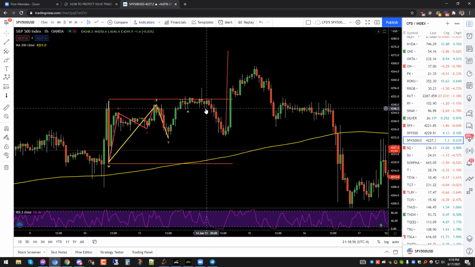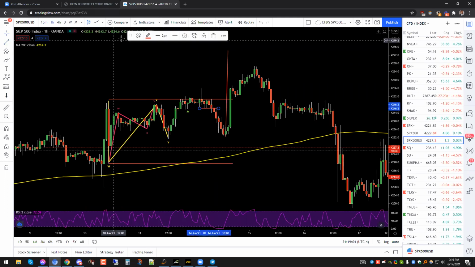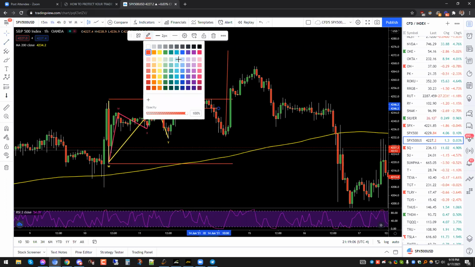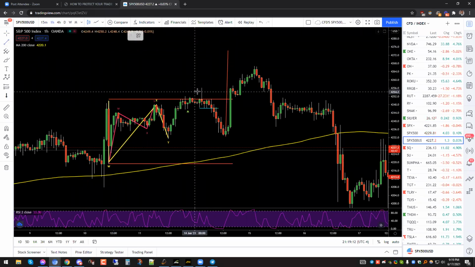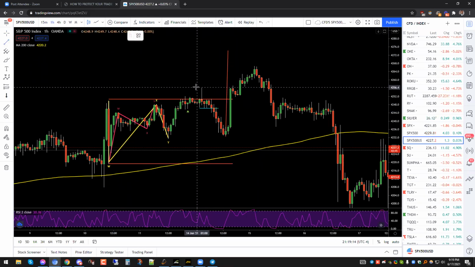Okay. So if I got involved when price came down, broke the low, I would be getting involved around here. Let me just change the color. Good. So I'd be getting involved around this level. Okay. If I got involved around that level, my stop would go just above the high.